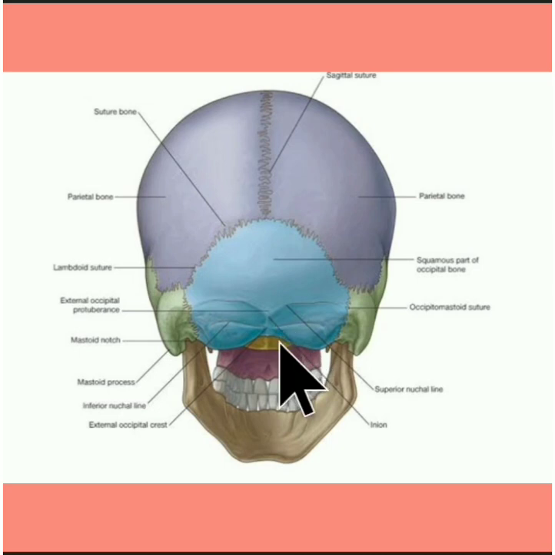So here in the posterior view, norma occipitalis, in the squamous part of the occipital bone, there is the external occipital protuberance, and the highest prominent point of the external occipital protuberance is called the inion. From there a crest runs downward, which is the external occipital crest, and there are three nuchal lines.